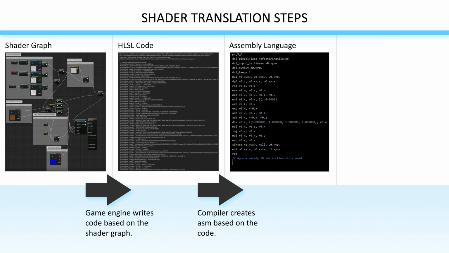Each of these commands basically just says, take the data in this memory register and perform this specific math operation on it. And this is where the term instructions comes from. When the shader is compiled, we get a big list of instructions for the GPU, and the number of instructions in this list is where we get our instruction count.